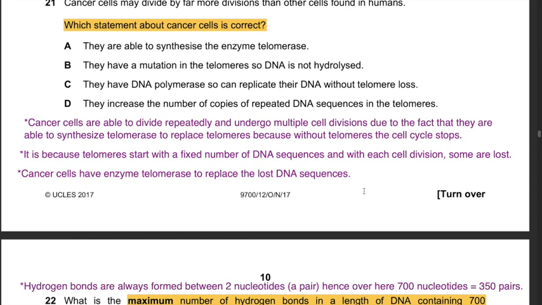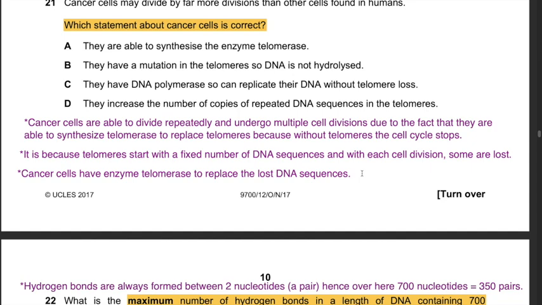They are able to synthesize the enzyme telomerase. It is because telomeres start with a fixed number of DNA sequences in the beginning, and with each cell division some of the telomeres are lost. If the telomeres are not replaced, then the cancer cells are not able to divide repeatedly. However, cancer cells keep on dividing far more rapidly than other cells in humans by mitosis, and that is done because cancer cells have the enzyme telomerase, which replaces the lost DNA sequences.